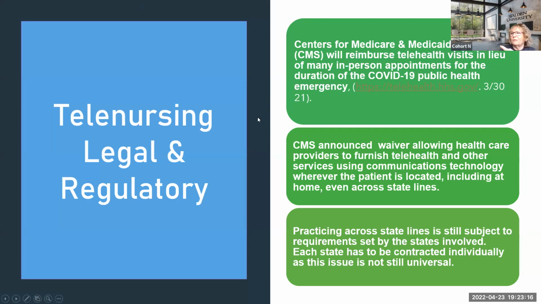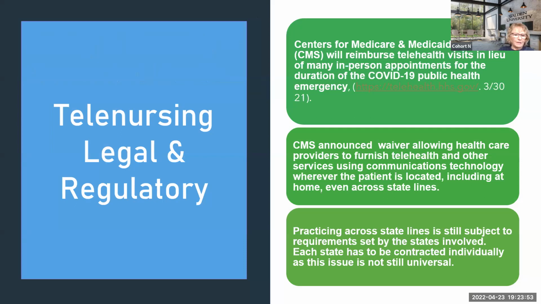This was 2021 data, and there's even better data more recently. They've announced the waiver allowing more healthcare providers to provide telehealth and other services, and even across state lines, they were addressing the licensing issues. In some remote areas, practicing across state lines is still a little bit of an issue, but our recent research shows that they're really working on that.